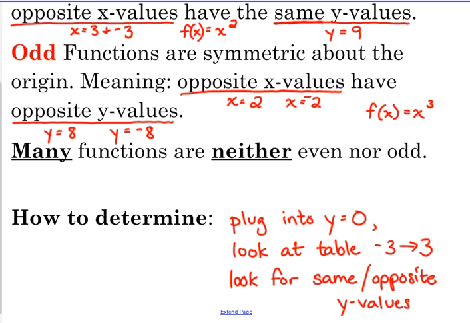Okay, so very, very simple concept. You just got to remember, even's the same, odd is opposite. Shouldn't be too bad. Odd, opposite, the O's go together.